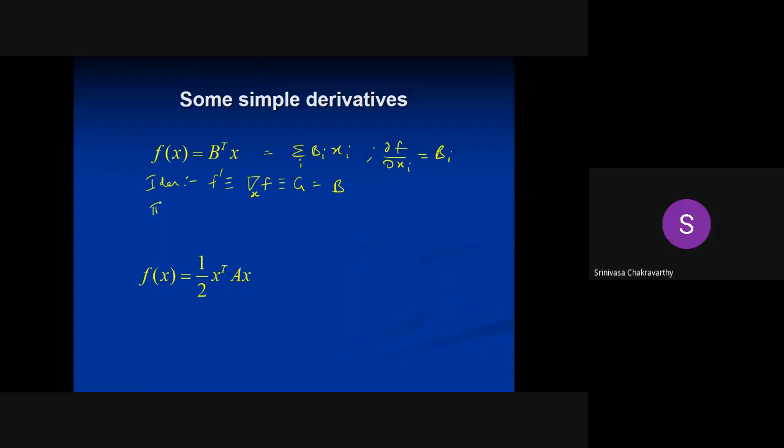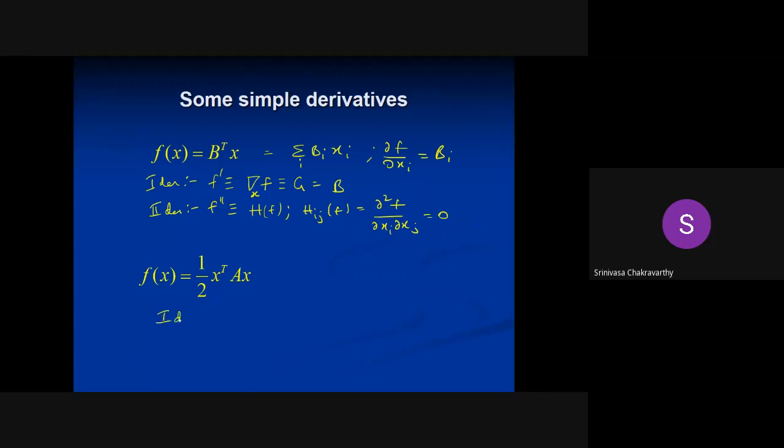And the second derivative, which is generally f double prime, is nothing but the Hessian of f, and the ijth element is hij of f equals dou square f by dou xi dou xj. Now, since the first derivative itself is a constant, the second derivative is all zeros. So the Hessian is a square matrix full of zeros. Now let us look at a quadratic expression, which is likely to be more interesting.